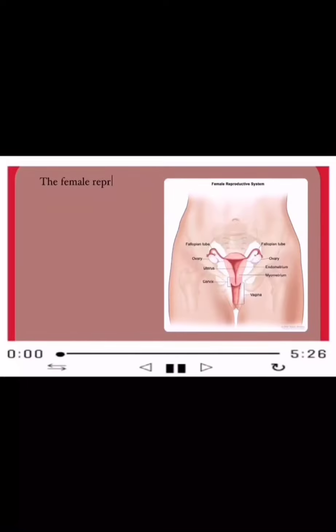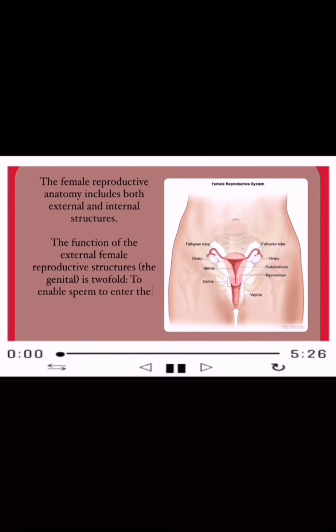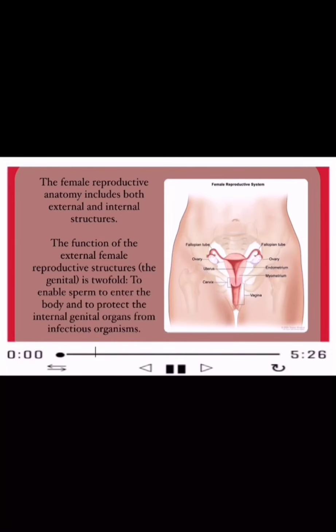What parts make up the female anatomy? The female reproductive anatomy includes both external and internal structures. The function of the external female reproductive structures, the genitals, is twofold: to enable sperm to enter the body and to protect the internal genital organs from infectious organisms.